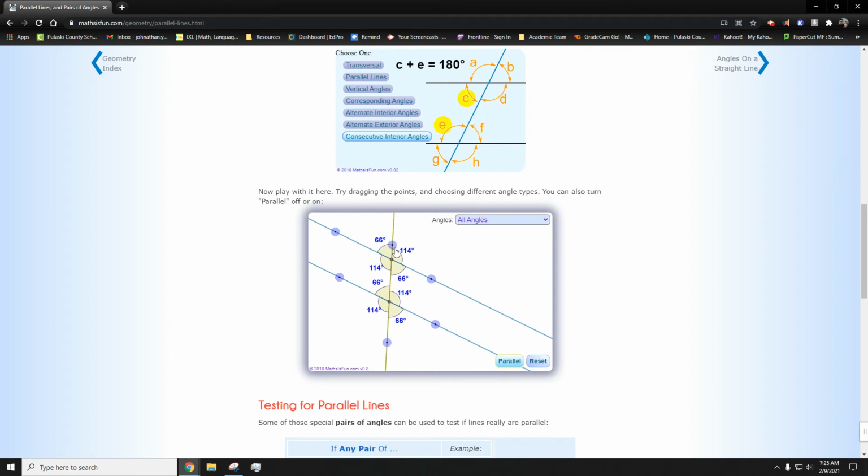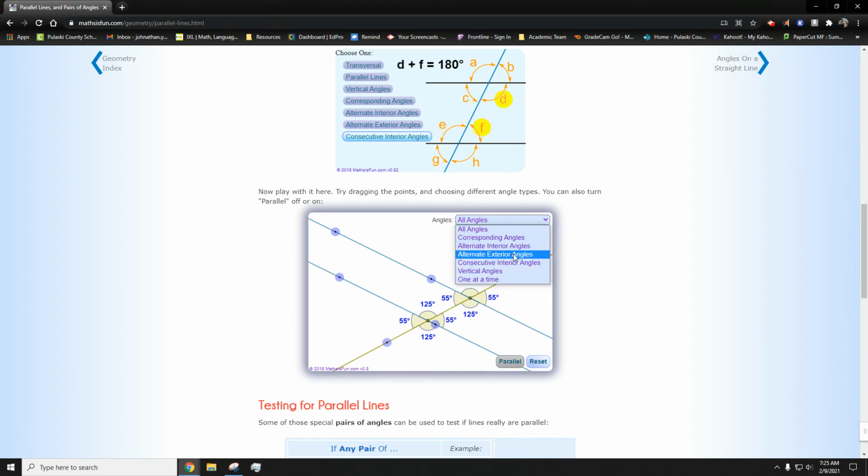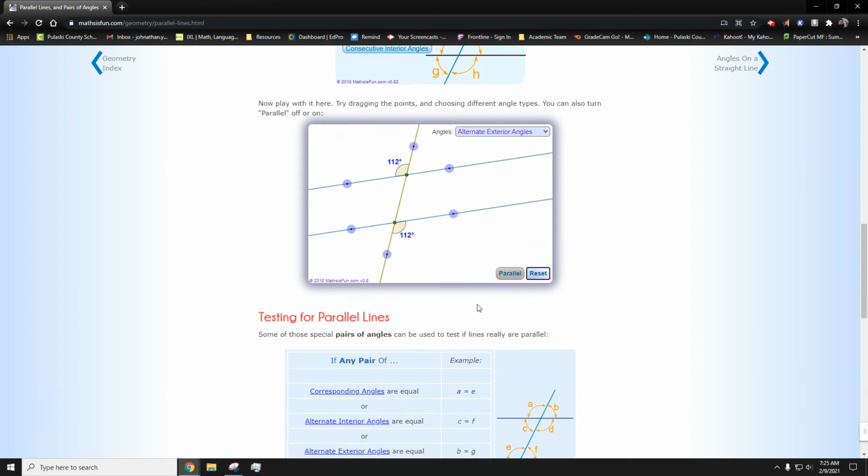Also, technically speaking, if you were doing a practice homework problem, you could line up one of these. Let's say one of your angles was 55 degrees. Boom. Now you have them all there. And then you can also look at just the corresponding angles, stuff like that. So it's pretty handy to practice with.